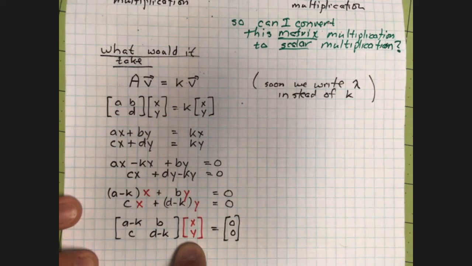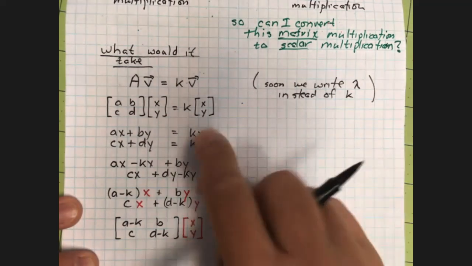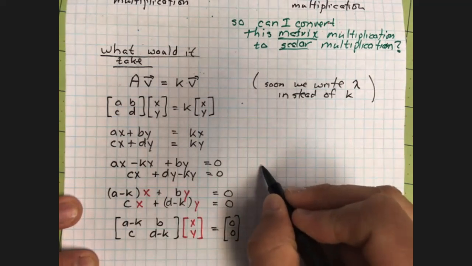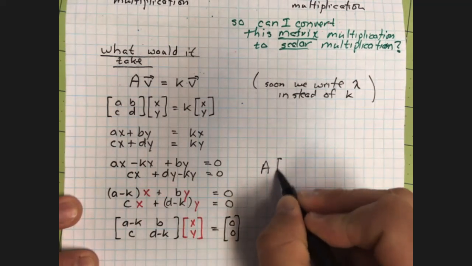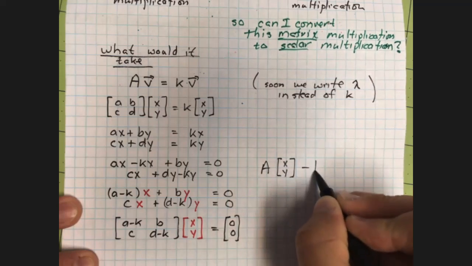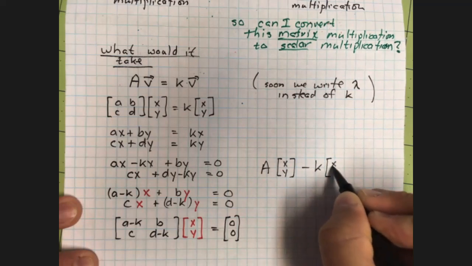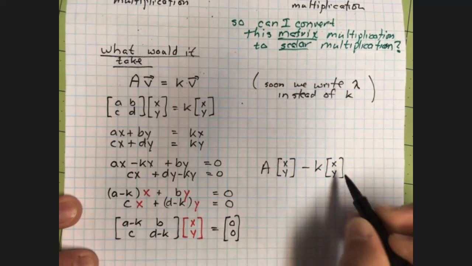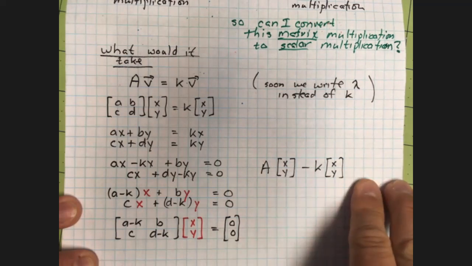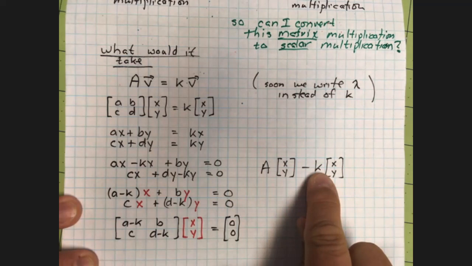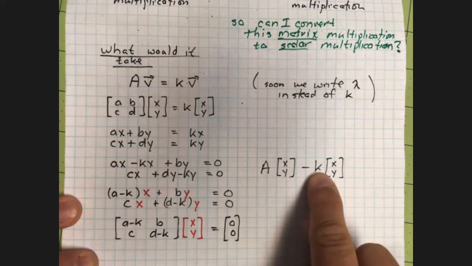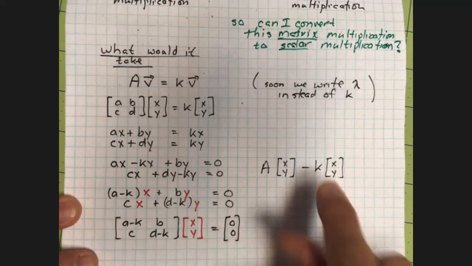Now I want you to look at the expression I have right here when I subtracted kx and ky from the other side. In matrix language, it was like saying A times xy minus k times xy. And your first reaction is, oh, you could factor out the common factor of xy. But A is a matrix and k is a number. How do you take a matrix minus a number? Which slot do you subtract the number in?